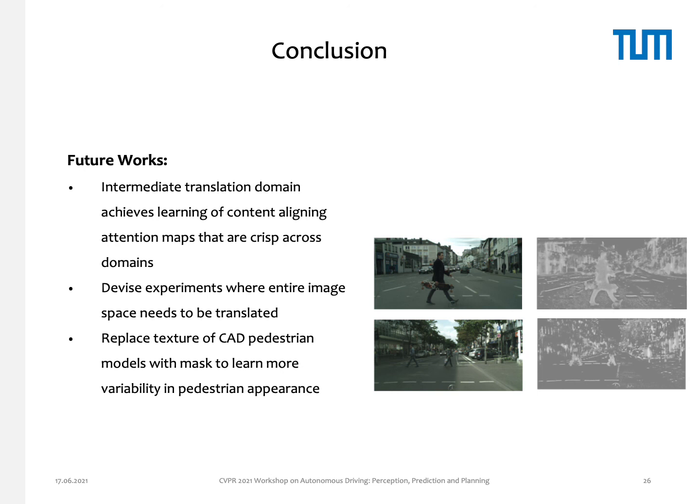Currently, our attention-based method still relies on label information in the real pedestrian domain. We therefore propose a novel approach to achieve the learning of content-aligning attention maps for the translation from the synthetic pedestrian to the real pedestrian domain.